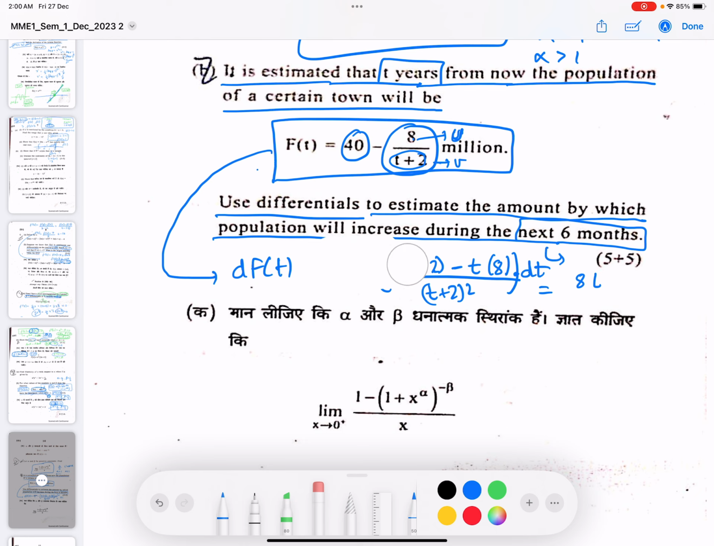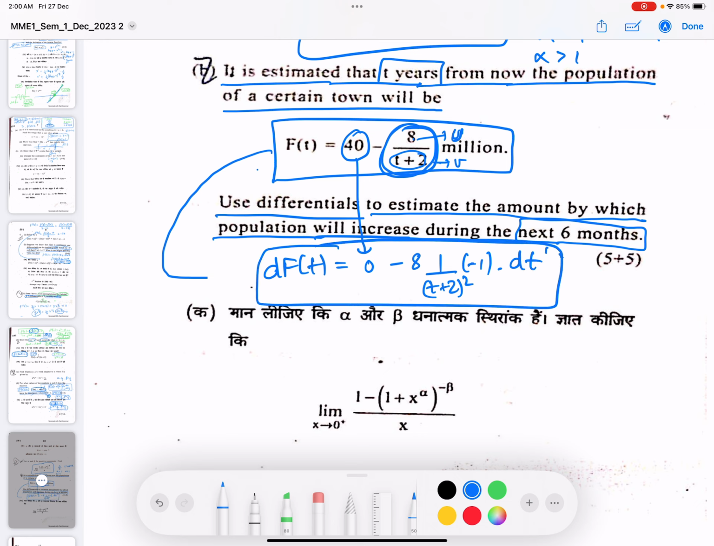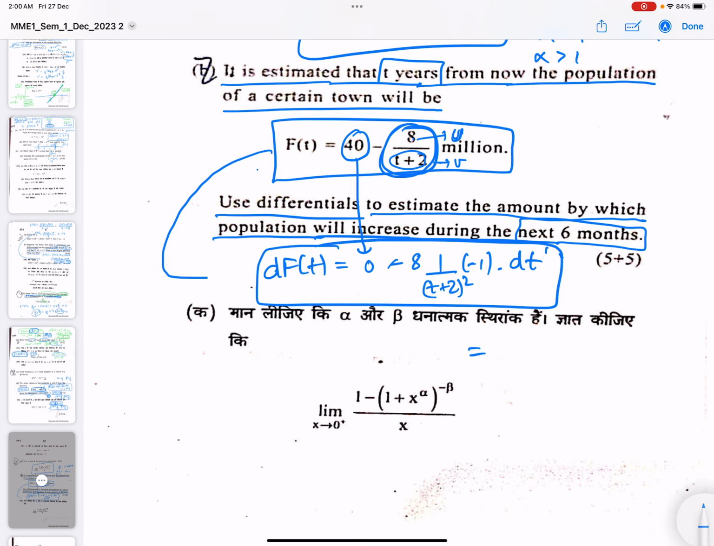So del f(t), we are differentiating with respect to time. The derivative of this is 0, and if you differentiate this, you have minus 8 common, 1 by (t plus 2) whole square, whose derivative would be into minus 1, and dt, because we are differentiating with respect to time. So this becomes 8 upon (t plus 2) whole square into dt.